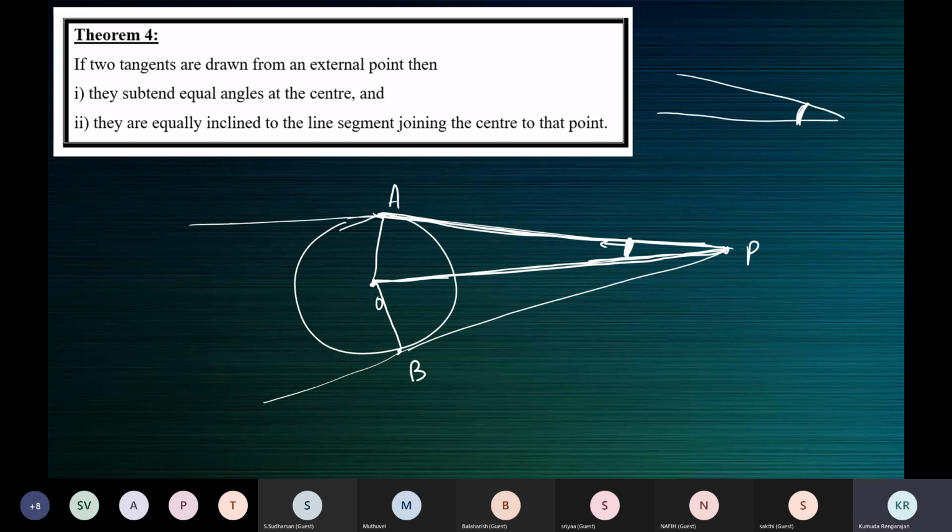This is the inclination of the tangent AP with the line segment joining the center and the external point. Now see the other tangent BP, or PB, and this is the line segment joining the center and the external point. This is the inclination of this tangent BP with the line segment joining the center and the external point. When you're measuring inclination or some angle, there should be a baseline. The baseline is OP, the line segment joining the center and the external point.